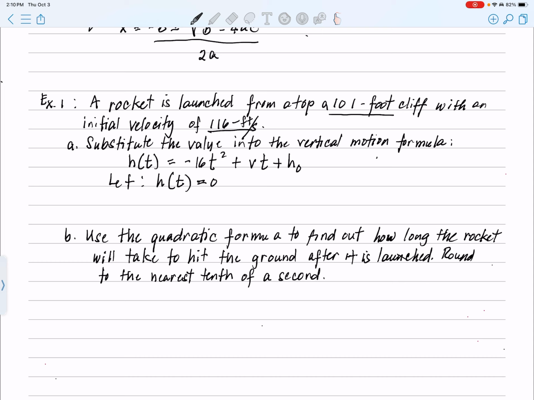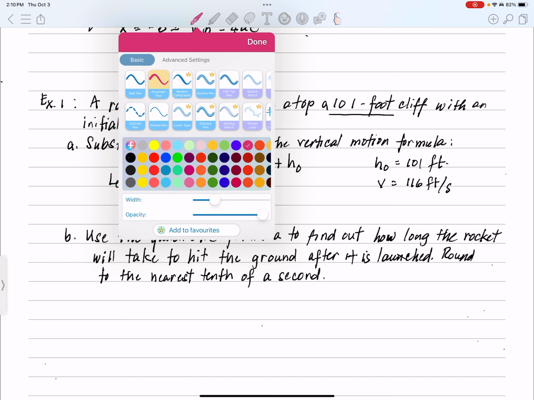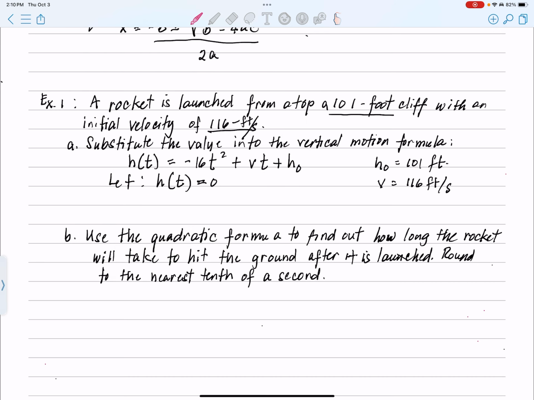Then we have the initial height coming from the top, which is 101 feet, and the velocity of 116 feet per second. You are asked to substitute these values into the vertical motion formula. I'm going to use a red marker here. All right, let's write down the formula.